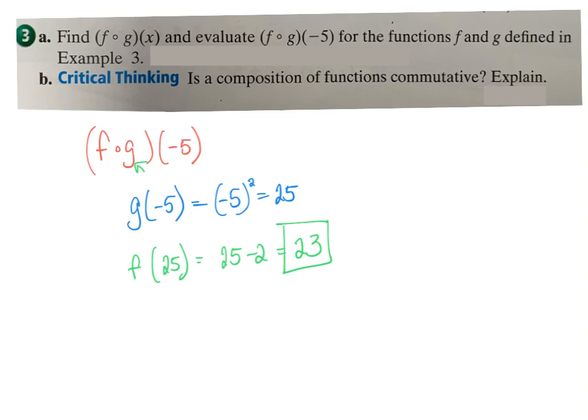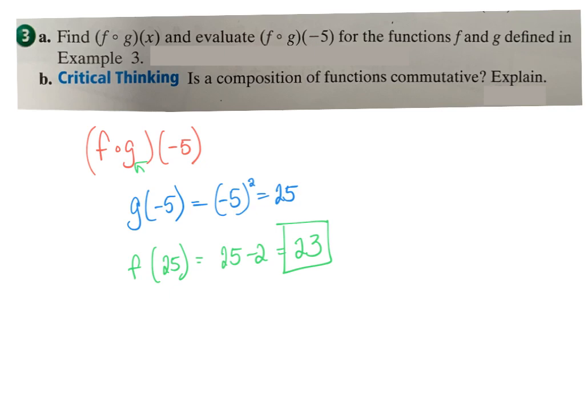So the second question here is, is composite of functions commutative? What does commutative mean? 2 plus 3 equals 3 plus 2, right? Addition is commutative, subtraction is not. Multiplication is, division is not. Composite is not. Because for our example, we did g of f and we got 49. For this check understanding, we did f of g and we got 23. So it is not commutative. You cannot go different directions and get the same answer.